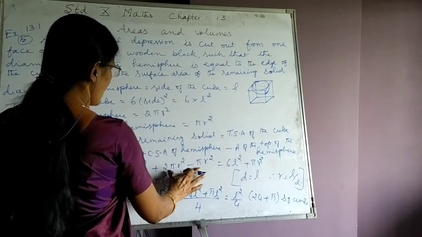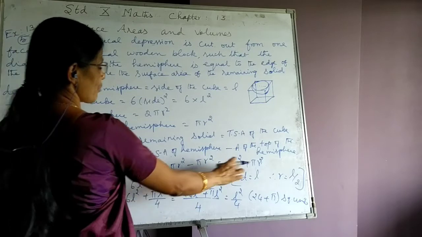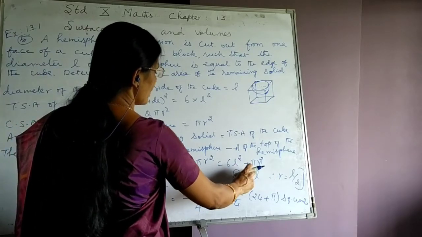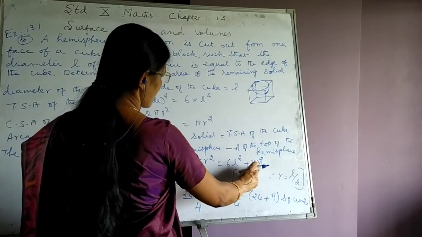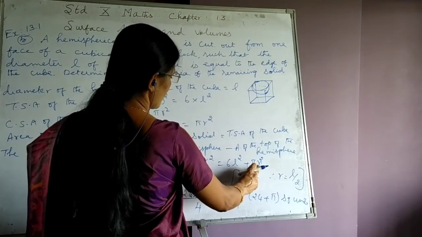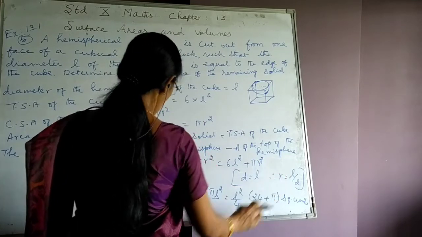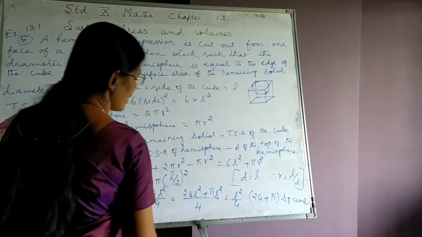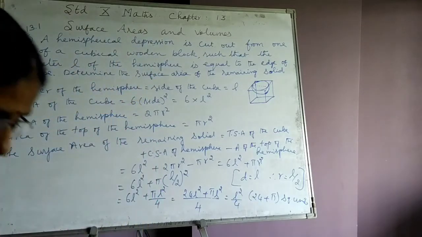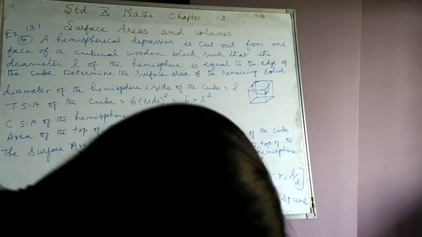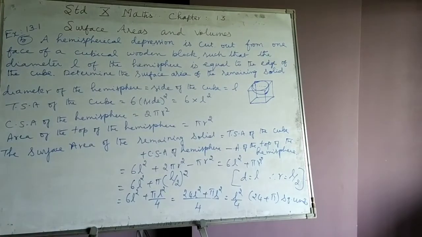So here 2 pi r square minus pi r square is simplified as pi r square. Diameter of the hemisphere is L, given equal to the side of the cube. Therefore, the radius is L upon 2. Simplifying, we will get L square upon 4 into 24 plus pi square units.